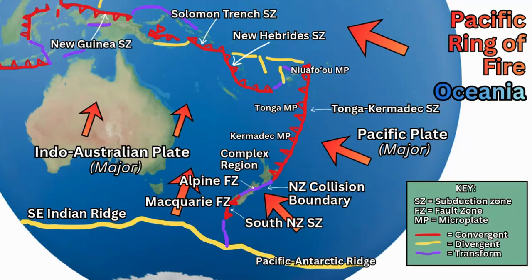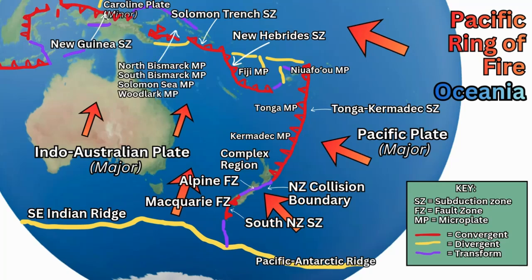The Fiji plate, and then over to Papua New Guinea, where you have multiple very small microplates sandwiched in between the Pacific plate and the slightly larger minor plate of the Caroline plate, which are the North Bismarck plate, South Bismarck plate, Solomon Sea plate, and the Woodlark plate.